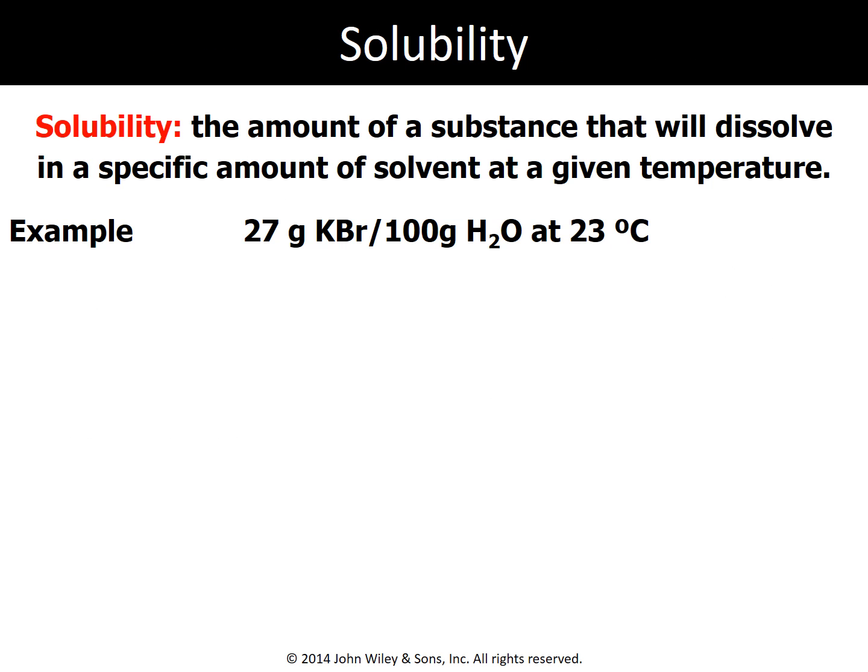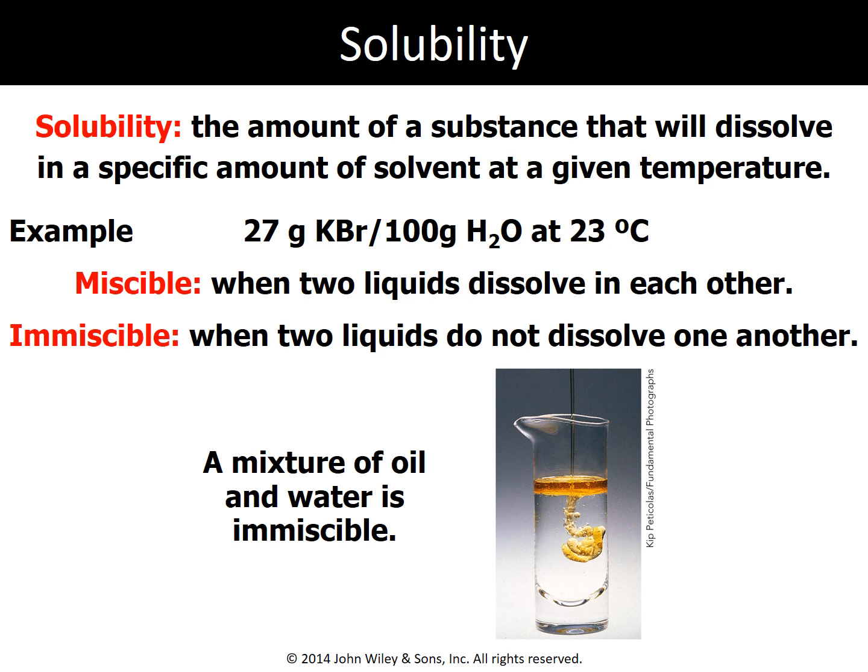So solubility is related to that, and we're talking about the amount of substance that will dissolve in a given amount. So when we talk about potassium bromide, we know that 27 grams of potassium bromide can dissolve in 100 grams. And when two liquids or two compounds dissolve in one another, we're going to use the term miscible. And when two liquids do not dissolve, we're going to call them immiscible. So this mixture of oil and water is immiscible because we can see that they're constantly separating. So think about salad dressing.